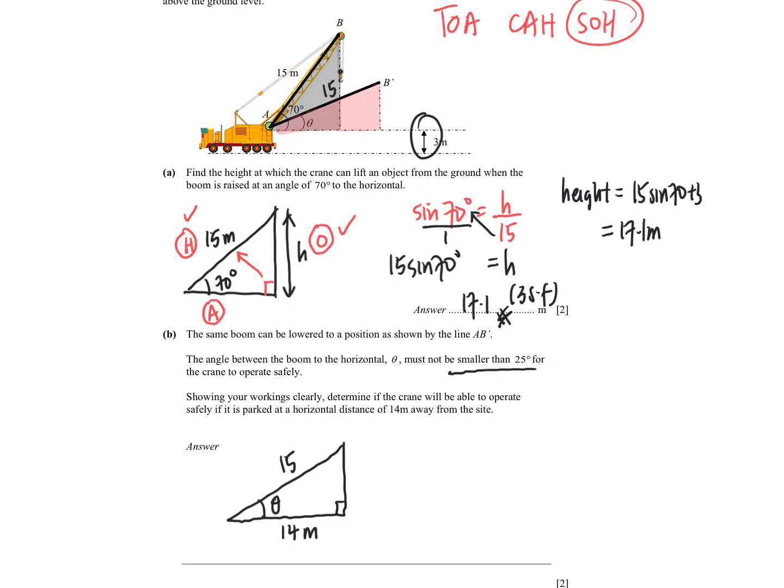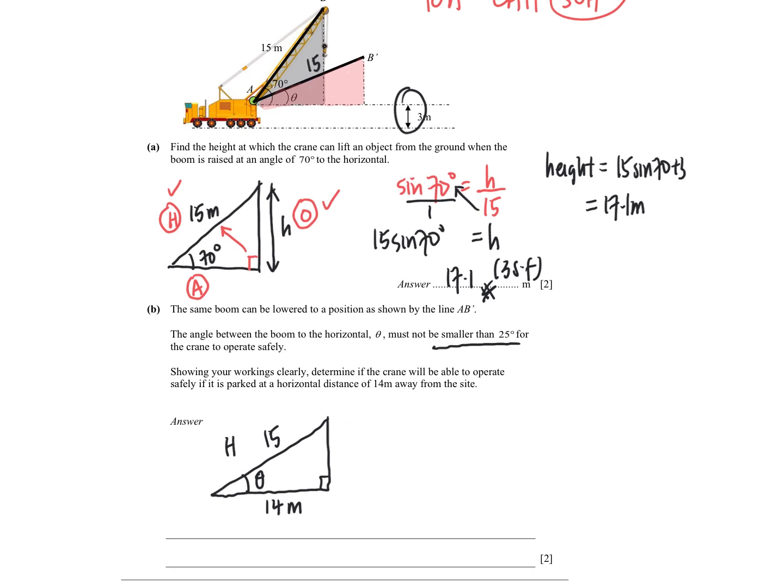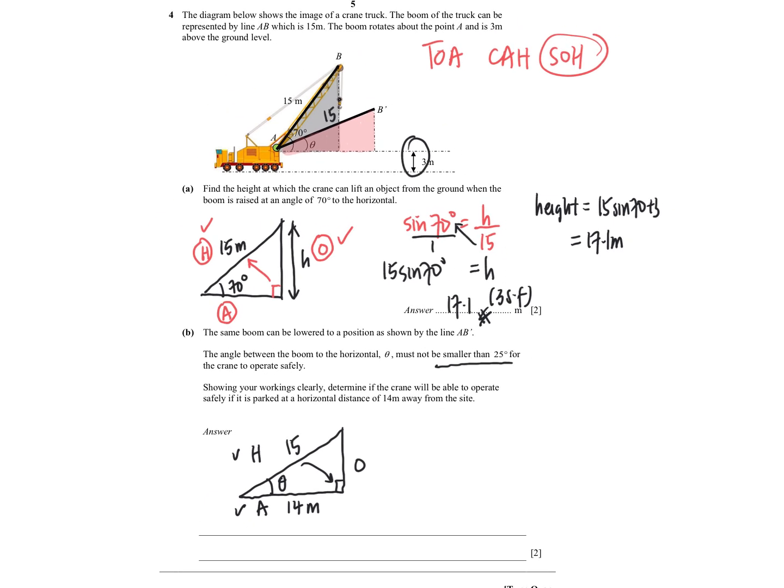They say that it's parked with a horizontal distance of 14 meters away. With that, I want to find what is theta. What is my angle? So H, adjacent, opposite. A and H, which one do I use? Toa, Cah or Soh? Cah. So cosine of the angle theta is 14 over 15. So go and find the angle by bringing the cosine over. You will find the angle to be 21.04 degrees.